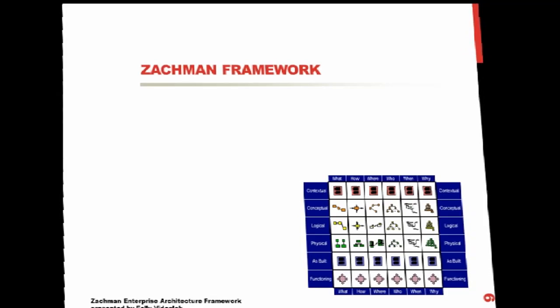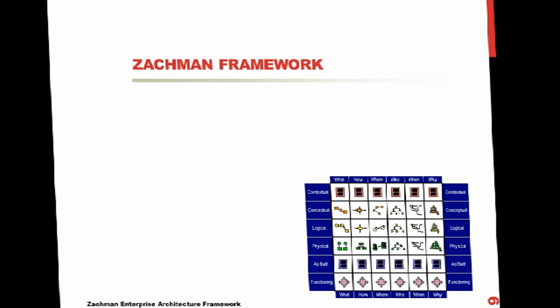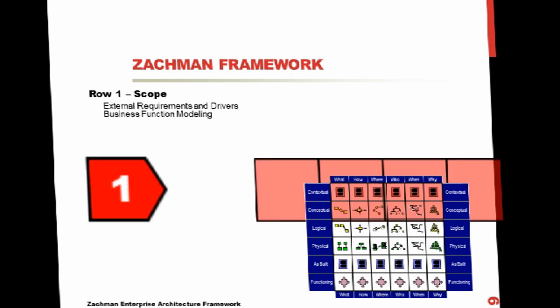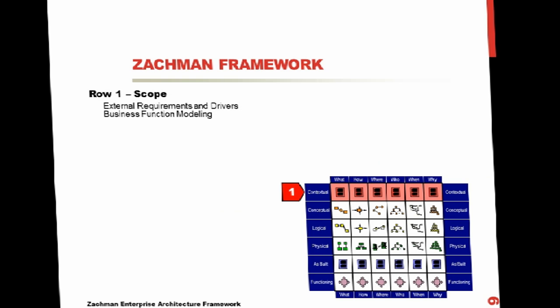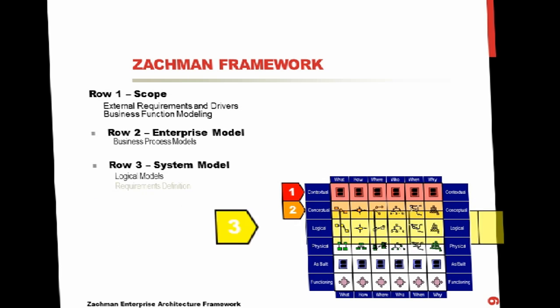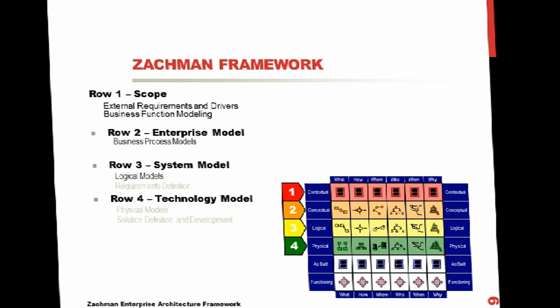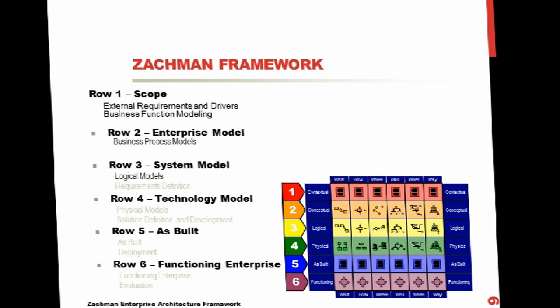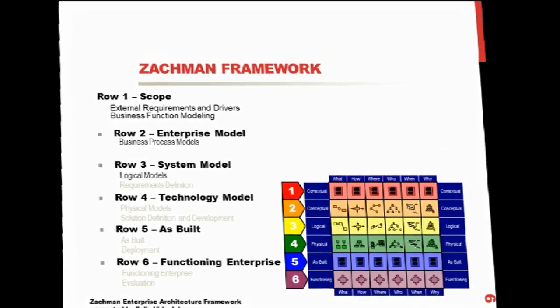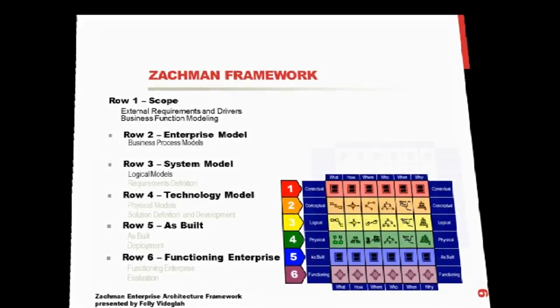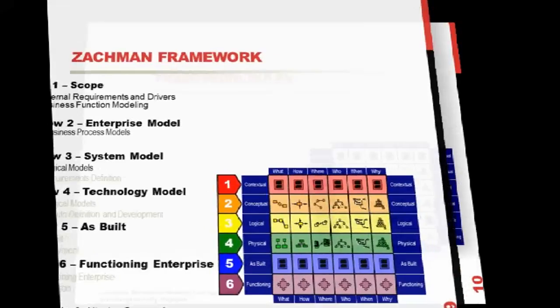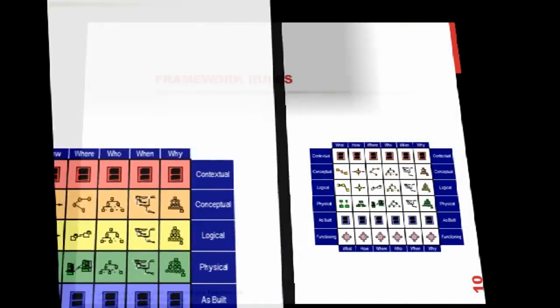As you can see, now we're going to go to the detail and show you the scope on the column, and then we go to the 2nd row, which is the enterprise model. The 3rd one is the system model, the logical aspect. Row 4 is the technical model, row 5 is as built, and row 6 is the functioning enterprise, and how we do the work, which is the implementation.